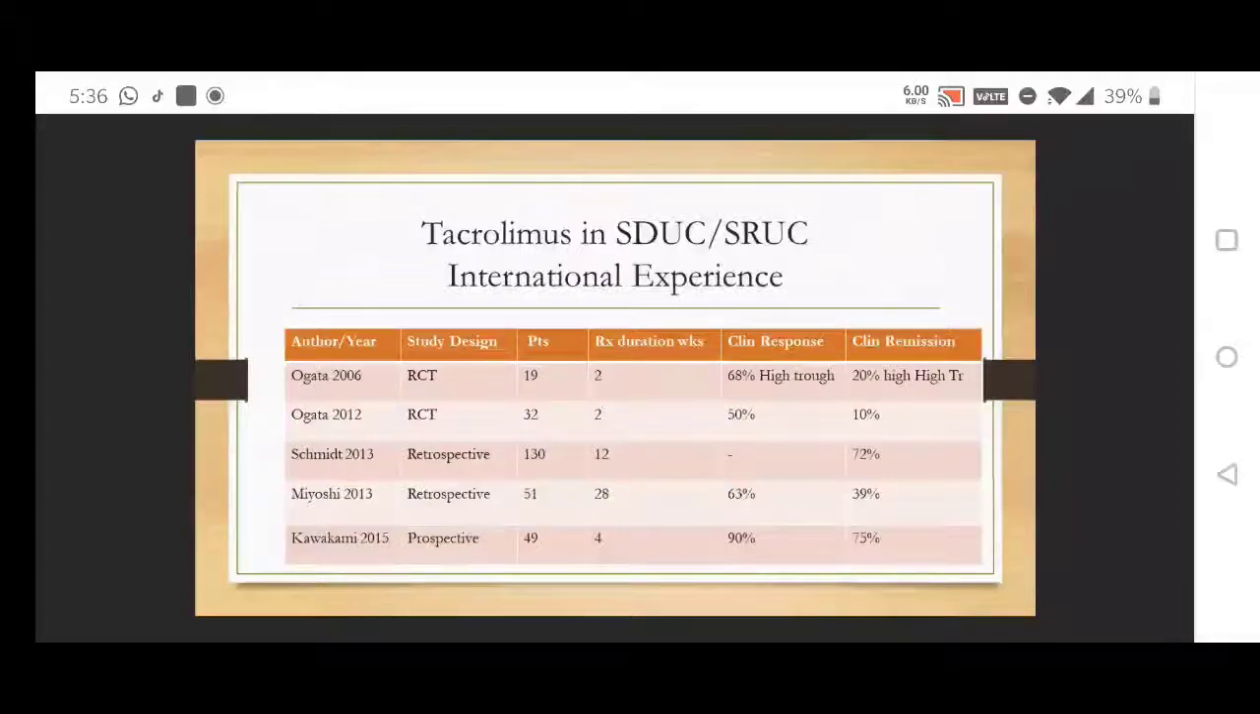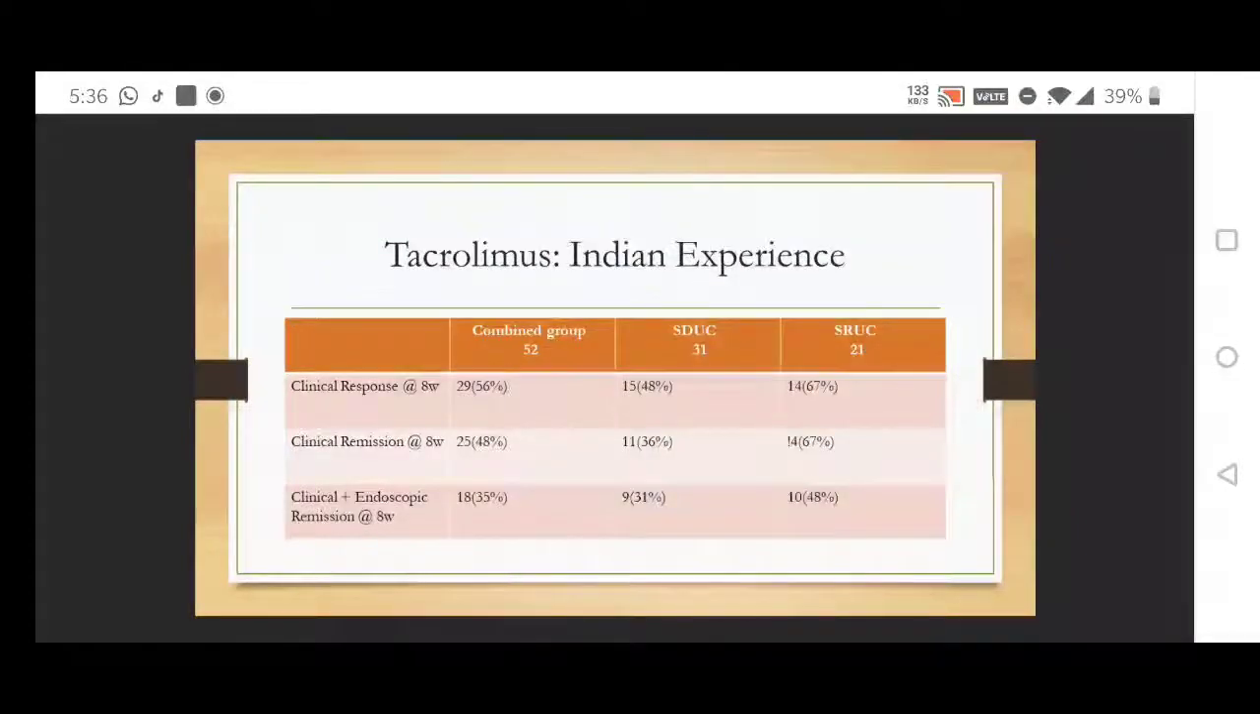At GB Pant, this is our experience. We had 52 patients, 30 in the steroid dependent and 20 in the steroid refractory. And overall clinical response, since we gave it for 8 weeks, was 56%. And clinical remission overall, 48%, 36% in steroid dependent, and almost 2/3 in the steroid refractory, and combined clinical and endoscopic remission in 1/3 of the patients. So this drug does seem to have a role because the main advantages are that it is oral, it has very little side effects, and it's cheap.